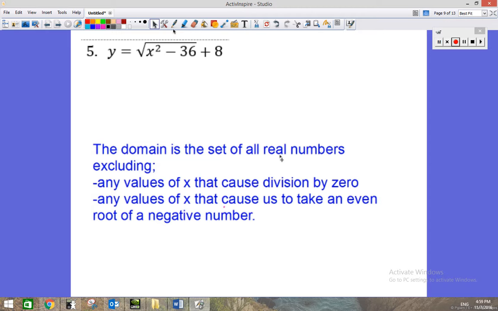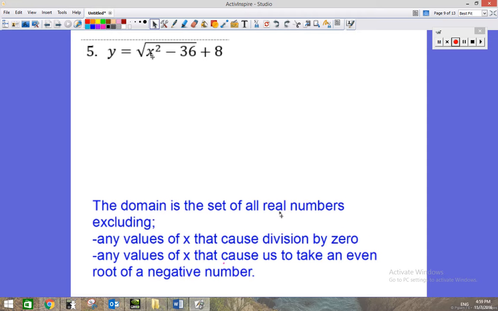Well, I don't have any variables in a denominator for this problem, so I don't have to worry about that. But I do have a variable underneath the square root. And this problem is going to be a little more challenging than most inequalities because x is being squared. It's not just x minus 36, it's x squared minus 36.